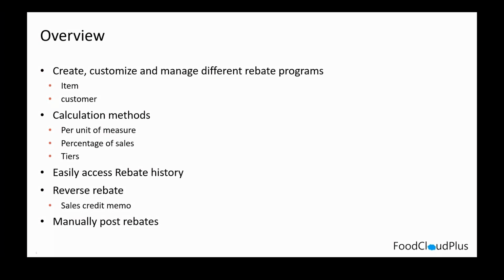And they can also be calculated as a percentage of sales amount. For example, applying a rebate of 5% of the total sales line to a particular customer. With sales rebates, you can easily access rebate history, reverse rebates through sales credit memos, and apply rebates to customers manually through the rebate journal.